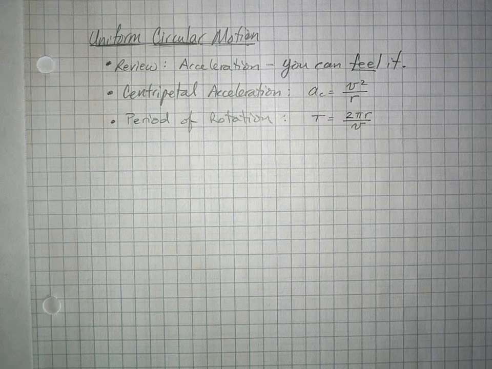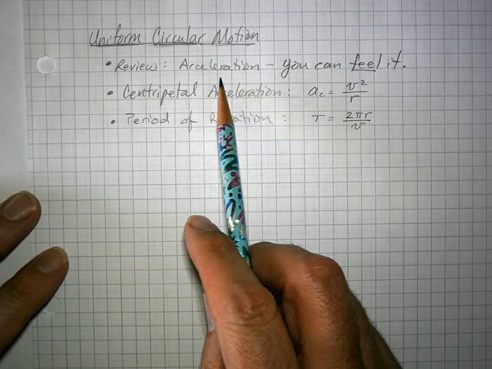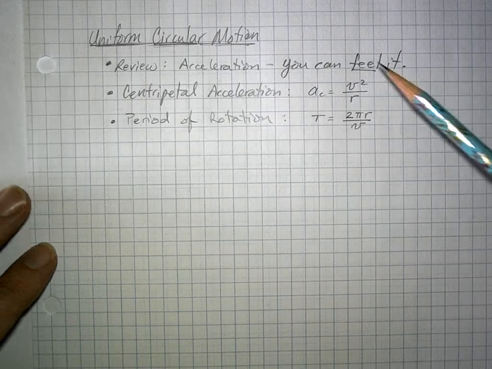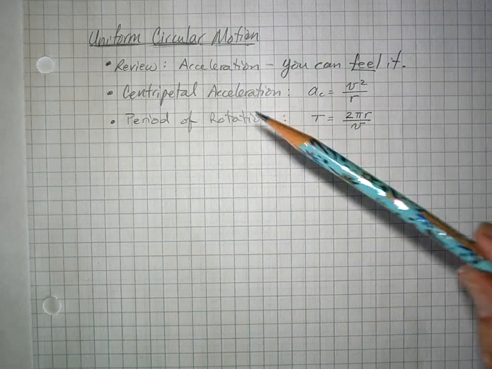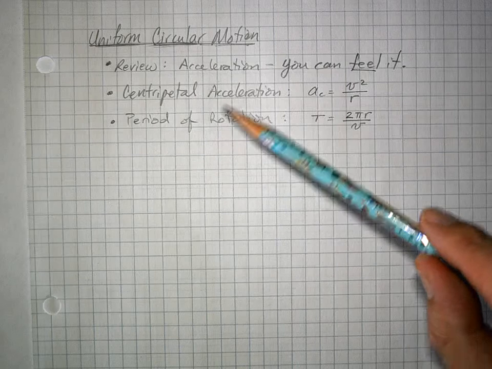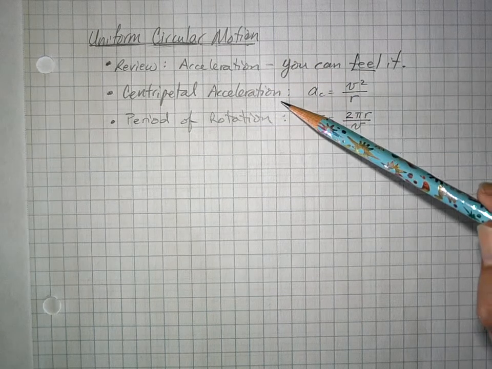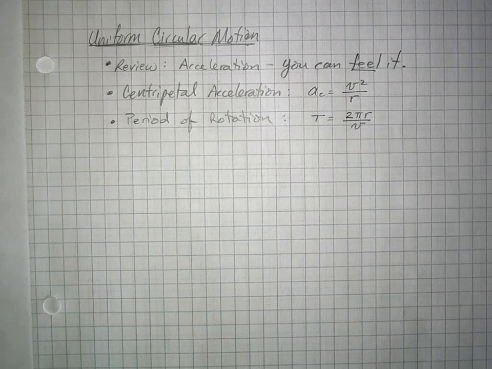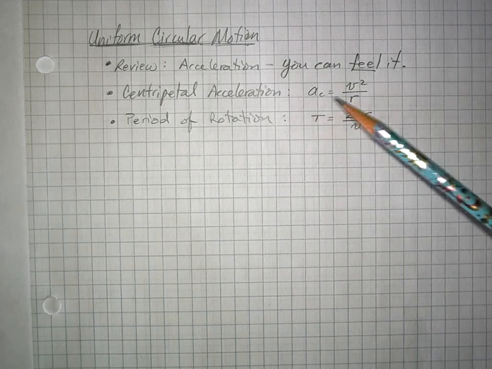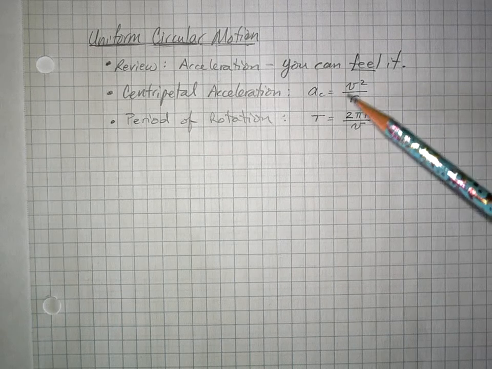So we want to understand this kind of motion. We're going to review acceleration, what it really means, and discuss the fact that you can feel acceleration. And then we're going to talk about the kind of acceleration that makes you move in a circle. We're going to call that centripetal acceleration. And we'll show that the magnitude of centripetal acceleration, which we're going to call a sub c, will be equal to our speed squared divided by the radius.